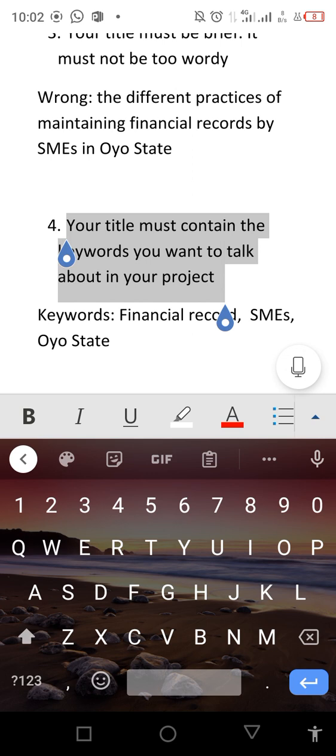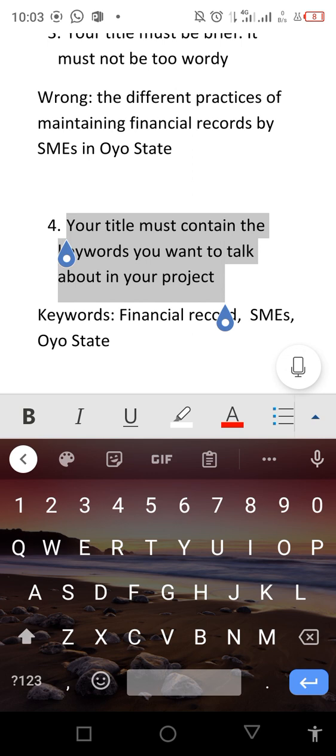They are the ones that give direction to the way your project is going to look, because they are the things that make up everything you are going to write about. They are everything you are going to write about in your projects, in your article. So these things are keywords. Say I am interested in talking about how SMEs in Oyo State maintain their financial records, that is the practices they use to maintain their financial records, and none of the keywords of those things I want to talk about are absent.